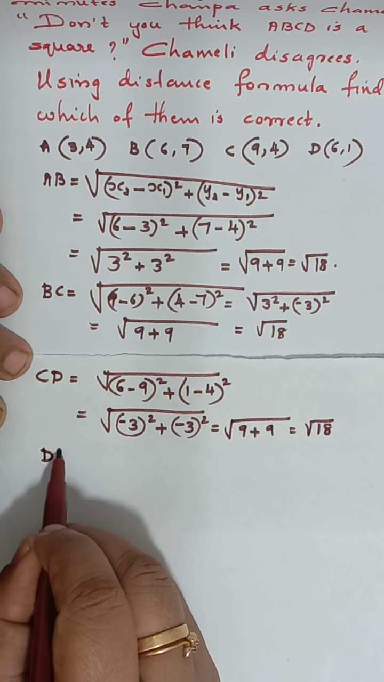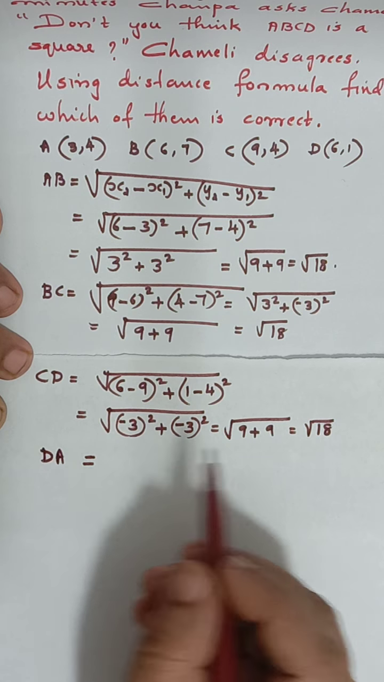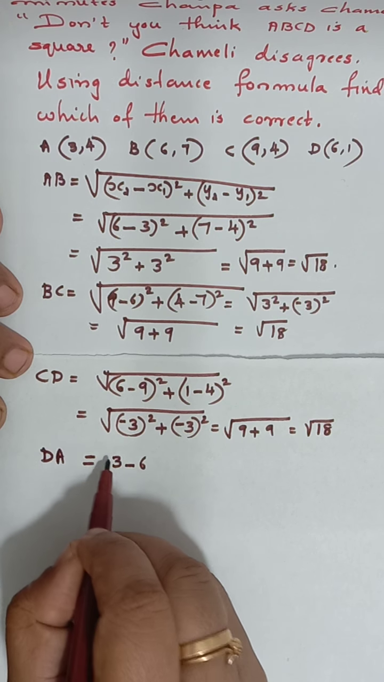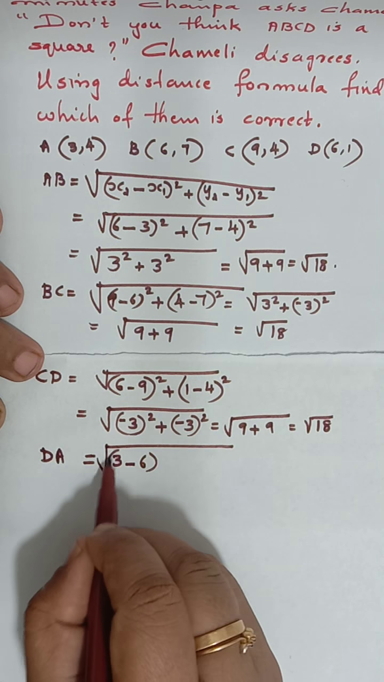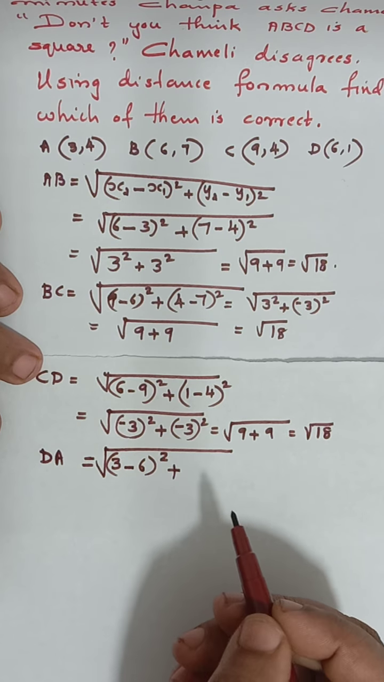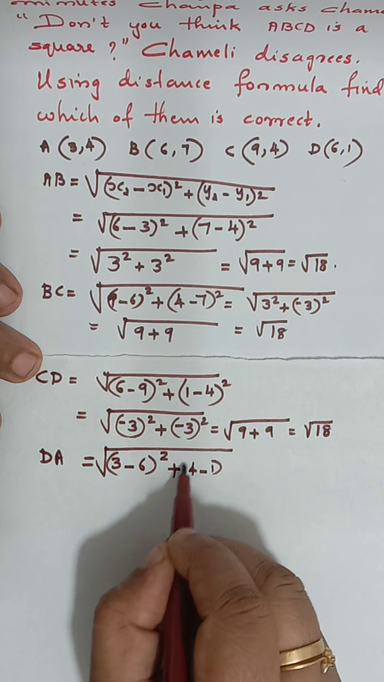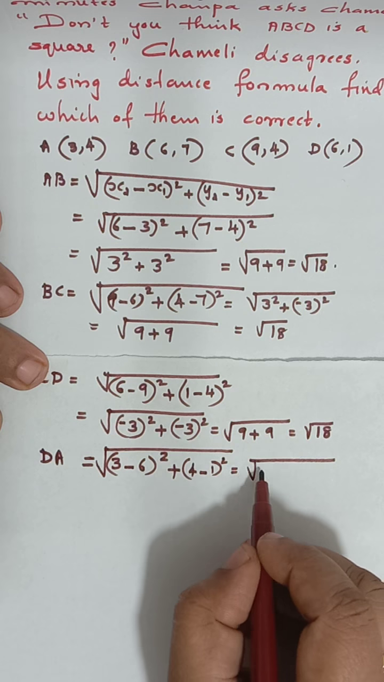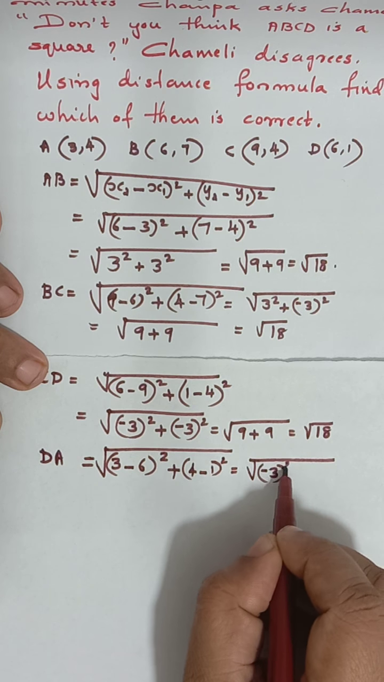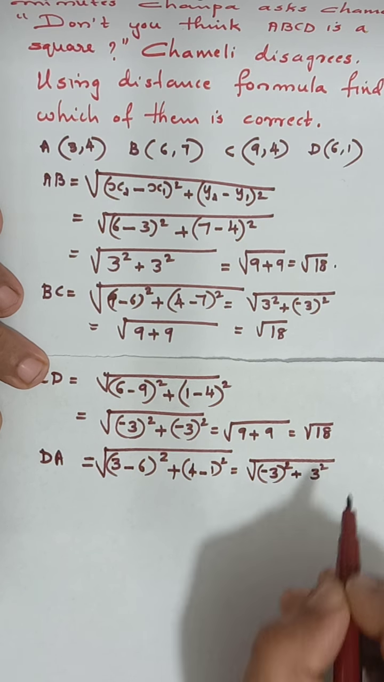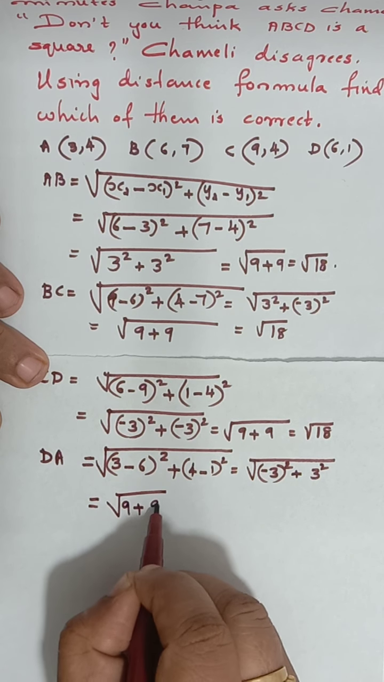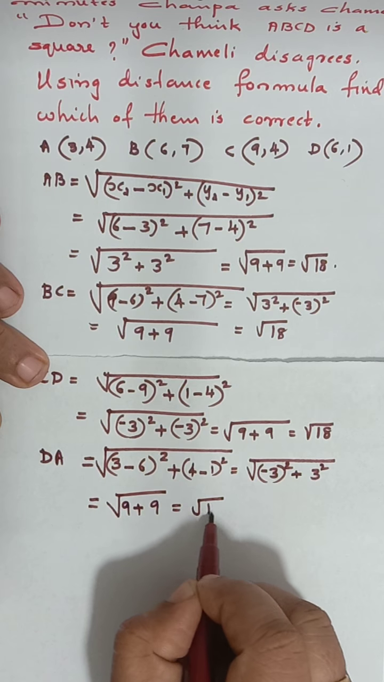Now let us have our DA. D is (6, 1), A is (3, 4). DA is square root of (x2 minus x1) whole square plus (y2 minus y1) whole square, equal to square root of 3 minus 6 is negative 3 square plus 4 minus 1 is 3 square, equal to square root of 9 plus 9 again, that's equal to root 18.